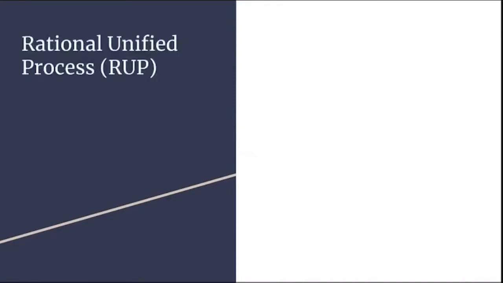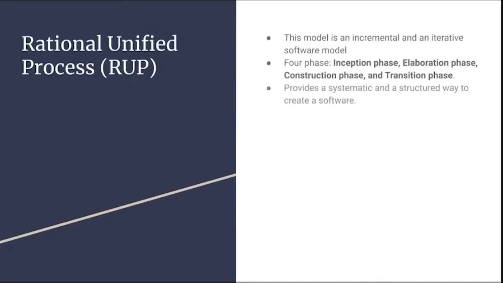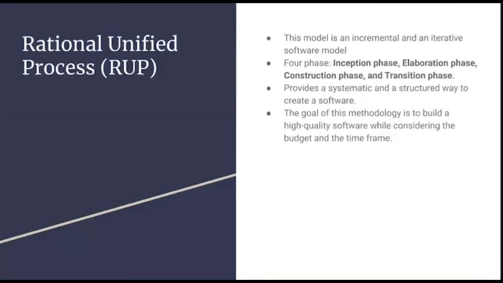For the software development methodology, the chosen one is Rational Unified Process. This model is an incremental and iterative software model. In this methodology, there are 4 phases, which are the inception phase, elaboration phase, construction phase, and transition phase. For PSM1, the phases involved are the inception phase and also the elaboration phase. This methodology provides a systematic and structured way to create software, and the goal of this methodology is to build high quality software while considering the budget and the time frame.